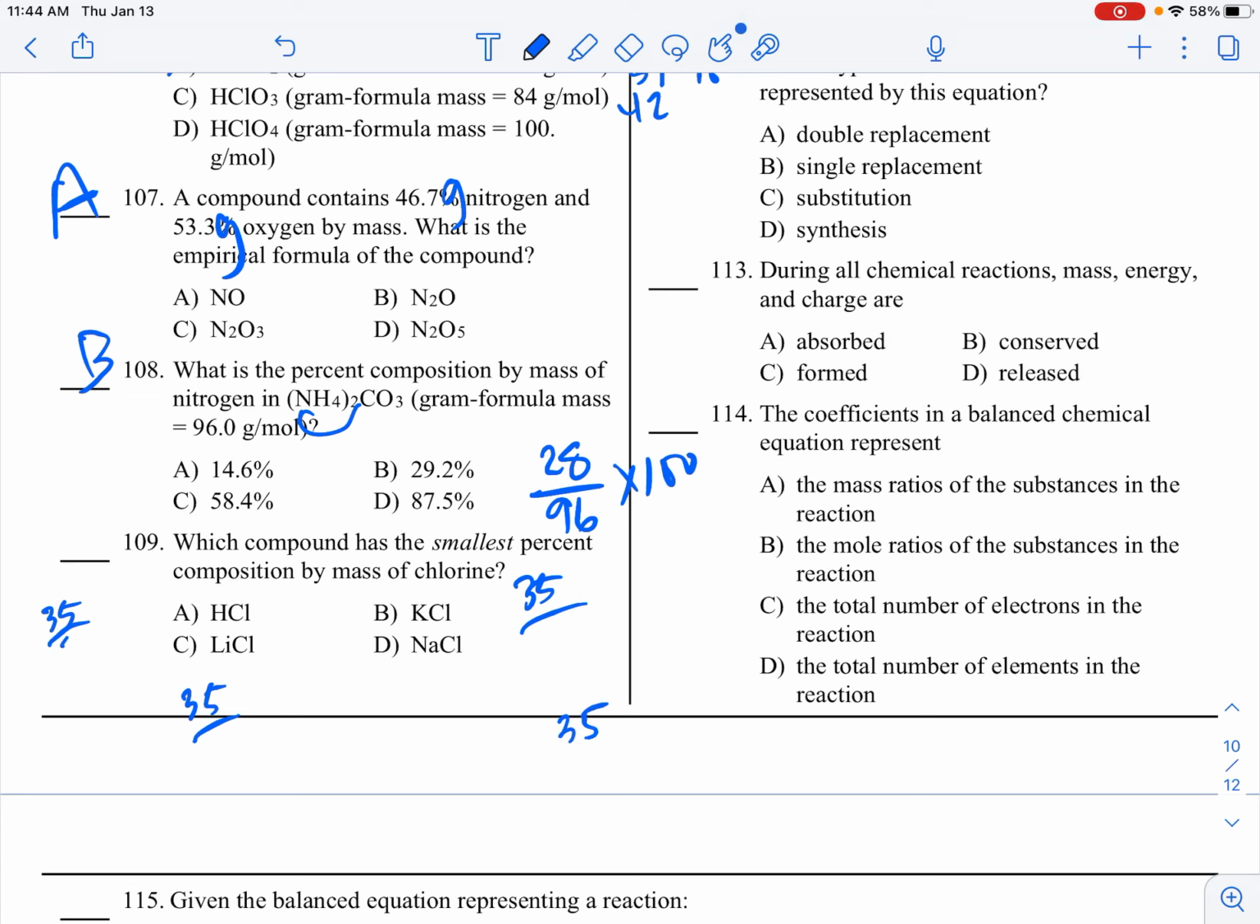Hydrogen is a 1, so that's going to be 35 over 36 times 100. That's going to be huge. Potassium is 39 plus 35, 74. And lithium is 7 plus 35, 42, and sodium is 23 plus 35, 58. So I don't even need to do the division. I just see there's the biggest gap in this first one. And they'd all be 100 times 100. So I'm going to go with B.